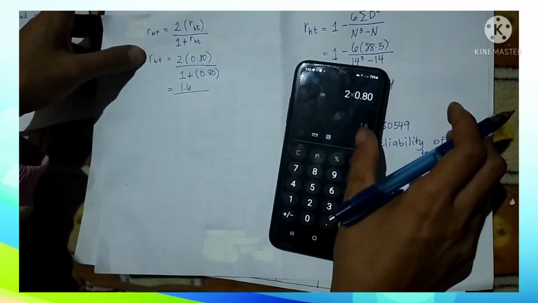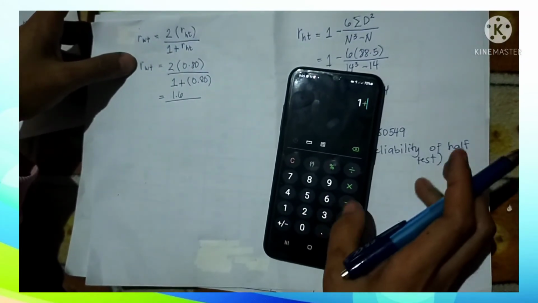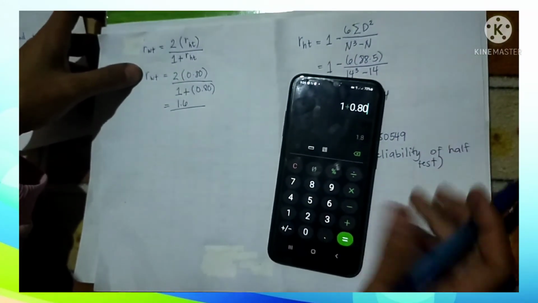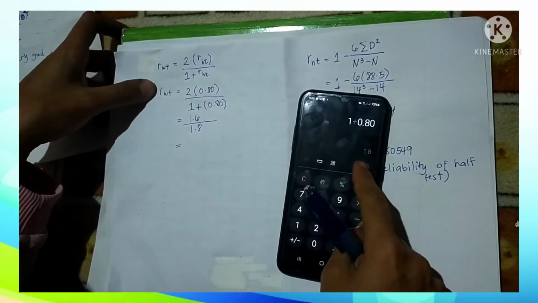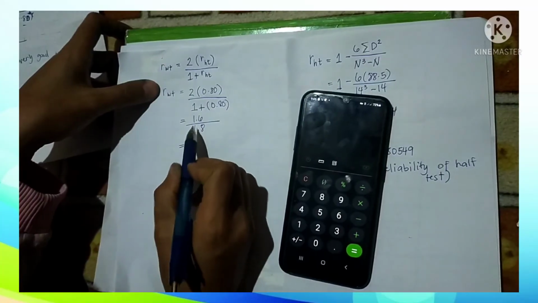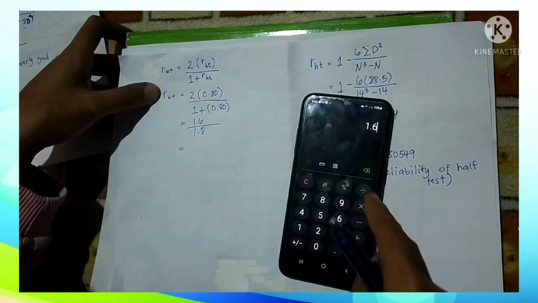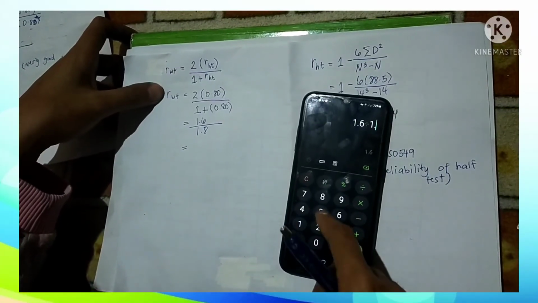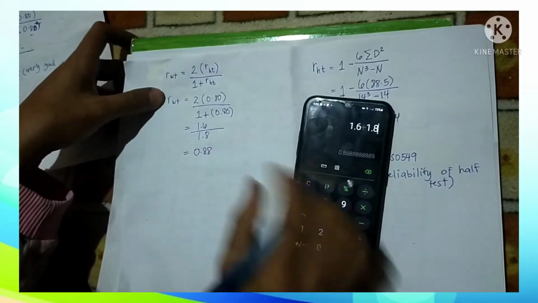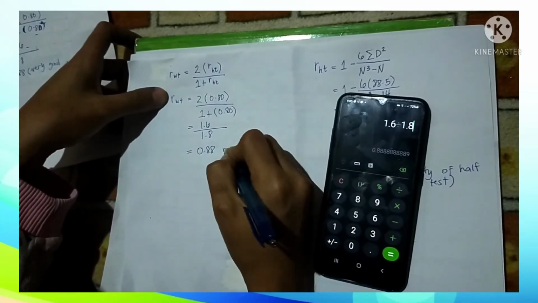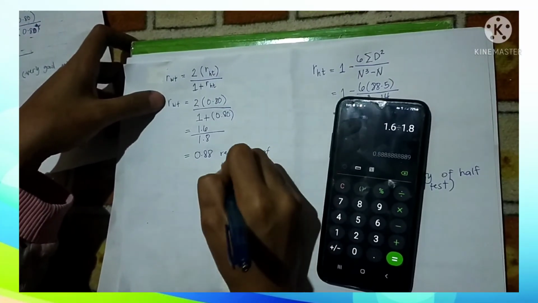Then 1 plus 0.80 is 1.8. 1.6 divided by 1.8 is 0.88. So this is the reliability of whole test.